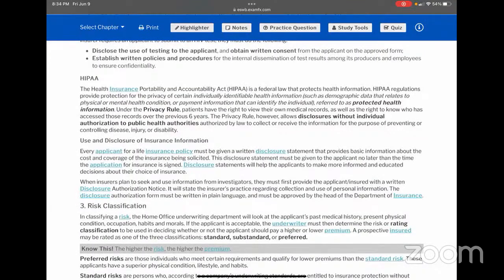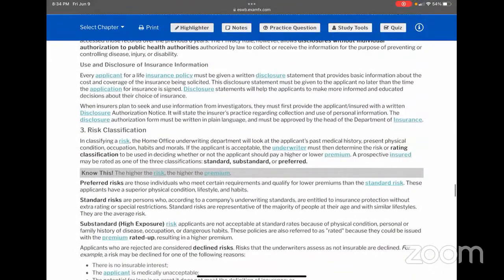All right. Use and disclosure of insurance information. Every applicant for a life insurance policy must be given a written disclosure statement that provides basic information about the cost and coverage of the insurance being solicited. All right, so those are disclosures I was just talking about. This disclosure statement must be given to the applicant no later than the time the application for insurance is signed. Disclosure statements will help the applicants to make more informed and educated decisions about their choice of insurance.